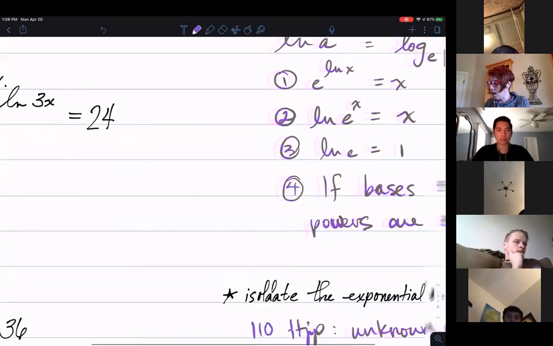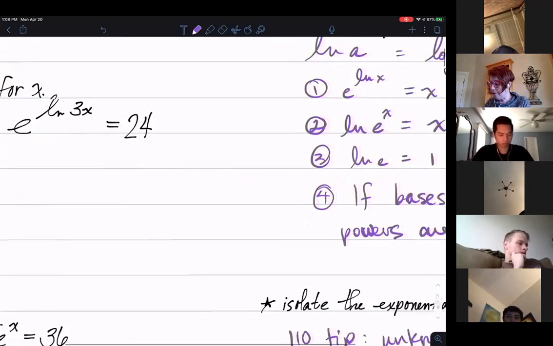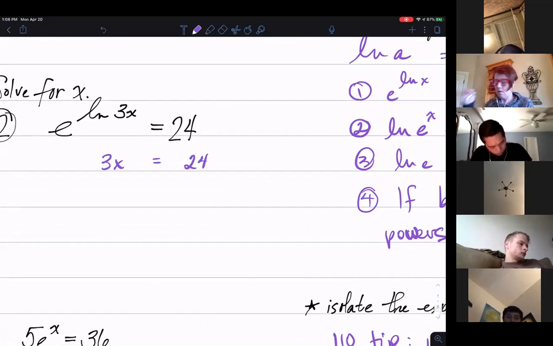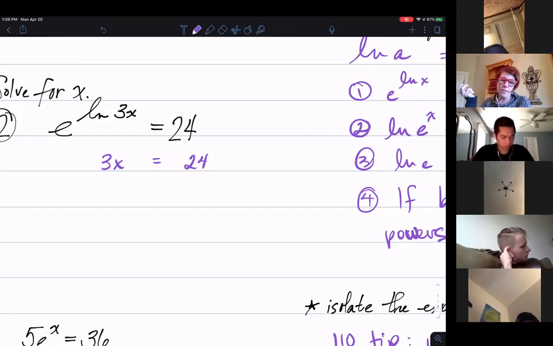So this is rule number 1. And since those base and log cancel each other out, that's just going to leave me with a 3x. So I simplified the left-hand side. I haven't touched the right-hand side. I've just simplified the left side. And then at this point, it turns into a pre-algebra question. So x is equal to 8.